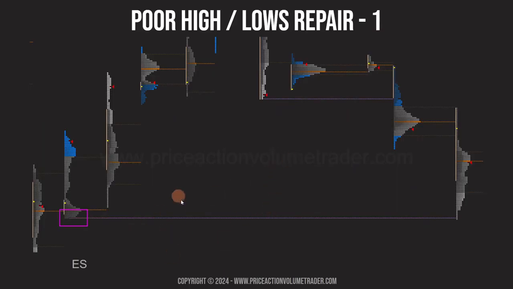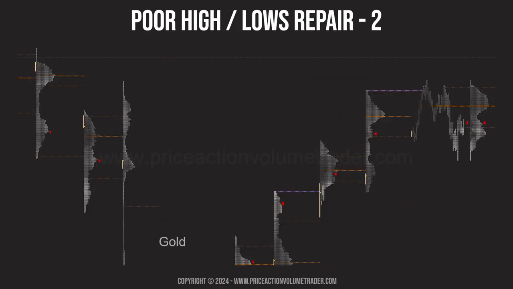So this example is the one that we just mentioned: this poor low, we carried it forward, and then we had a repair here several days later. Another example, in gold, here we have a poor high over here. Poor highs or lows also help us identify areas where there are a lot of crowded traders, because a poor high or low is nothing more than an incomplete auction that's dominated by the shorter time frame traders. So in other words, more like retail traders.